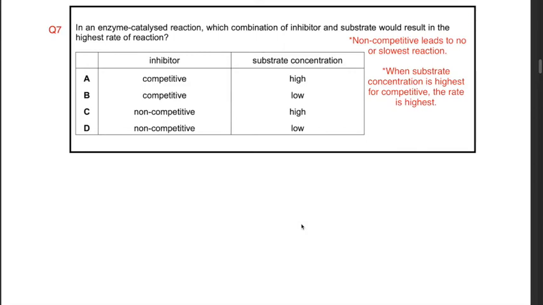Inhibitor is competitive, substrate concentration should be high, because if the inhibitor concentration is higher than the substrate concentration, then the rate of reaction will be less. Hence, in order to result in the highest rate of reaction, the substrate concentration should be higher than the inhibitor concentration. Then only the reaction would occur. Therefore, A is the correct answer.